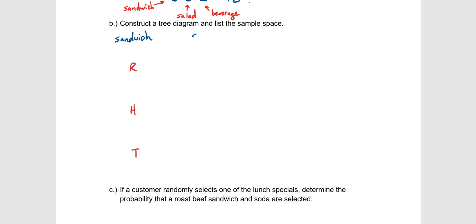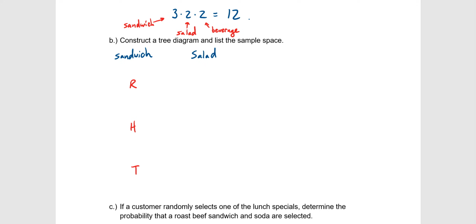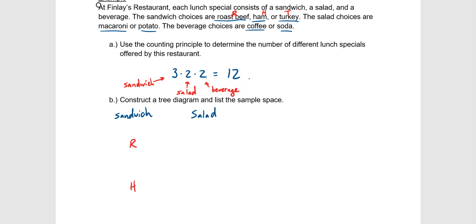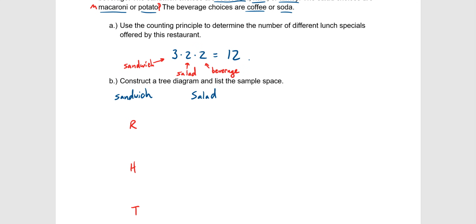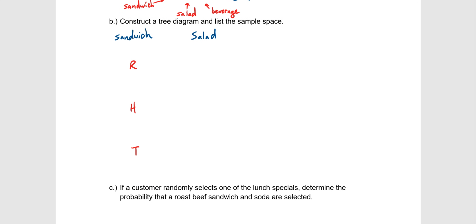salad, and the options we had for salad were macaroni or potato, so I'm going to use an M and a P. And for a salad, that means each sandwich option gets both of those salad options. So it's going to be M and P for roast beef, M and P for ham, and M and P for turkey. And we can connect each one of those with the line, with the little branches.